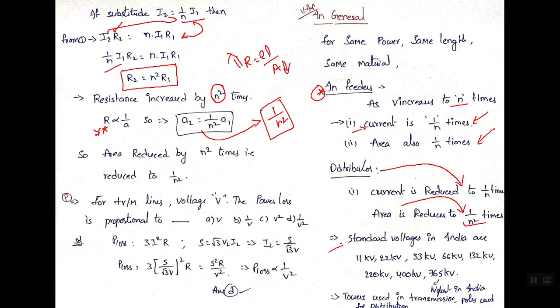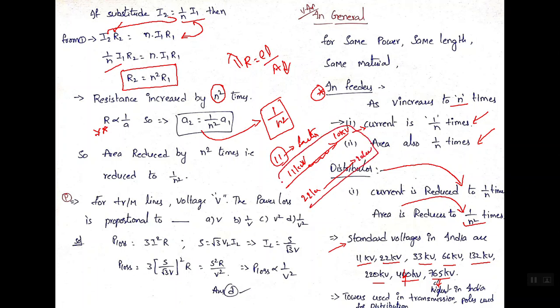And what are the standard voltages in India? 11 kilovolts, 22, 33, 66, 132, 220, 400 and 765. 400 or 440 are the standard voltages in India, and it is the highest one. And why are all in the factor of 11? Because if we send 11 kilovolts, then there are losses in the system, so we will get a voltage of 10 kilovolts. If you send 22, we will get 20 kilovolts, like that. To meet the losses, they are designed like that.